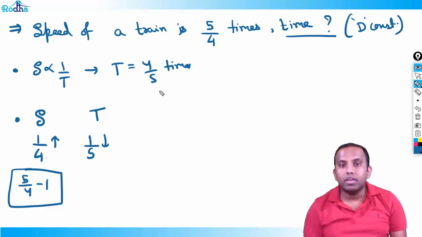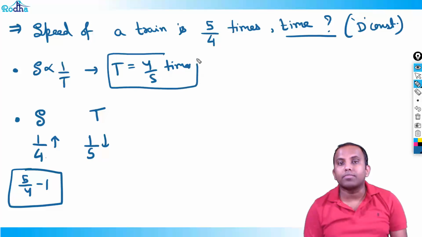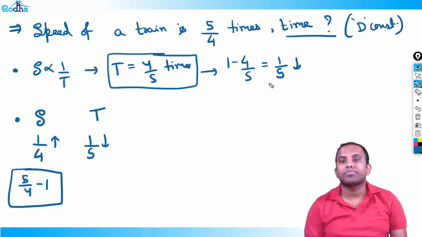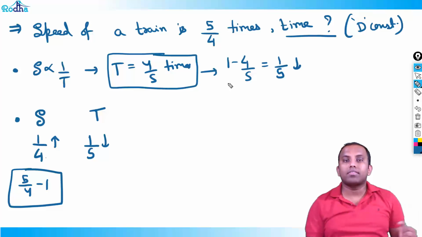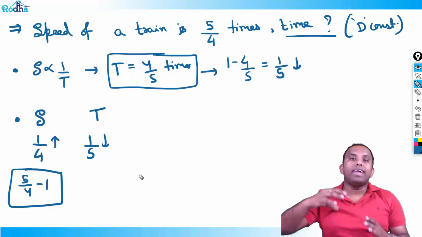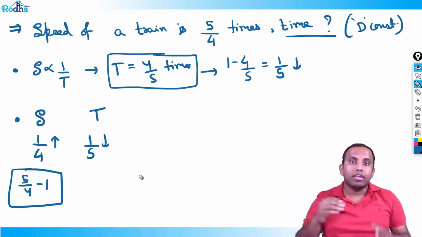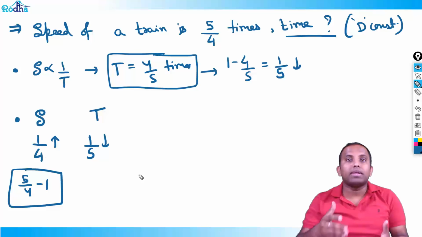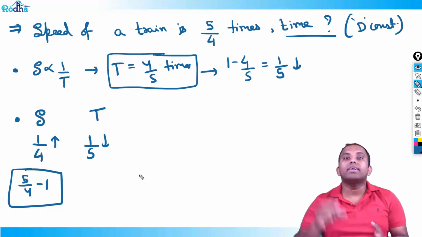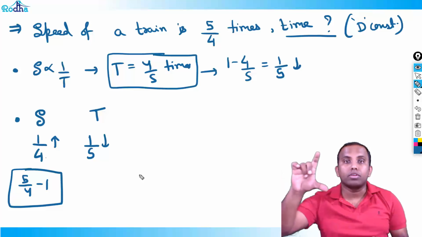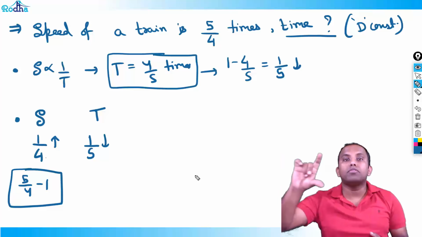Okay. You see here, time has become 4 by 5 times. So what is the decrease in time? Take the difference from 1. It is less than 1. 1 minus 4 by 5, how much is it? It is 1 by 5. Right. So I need this fast mind. You should be thinking like this. Speed has become 5 by 4 times. What is the increase in speed? 1 by 4. 5 by 4 times means it is 1 by 4.